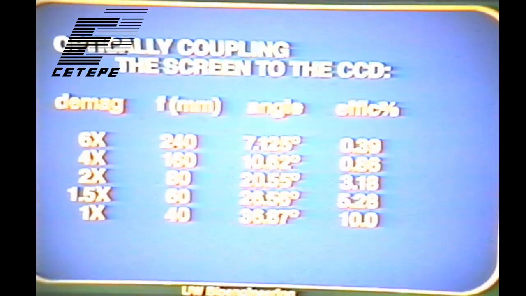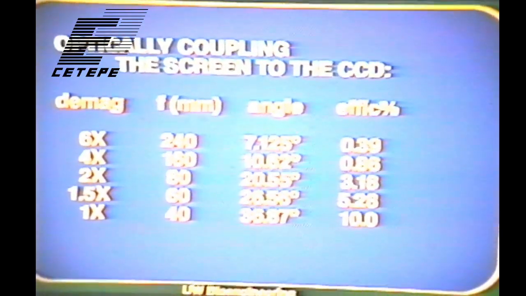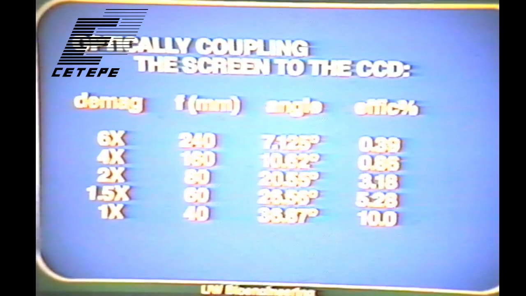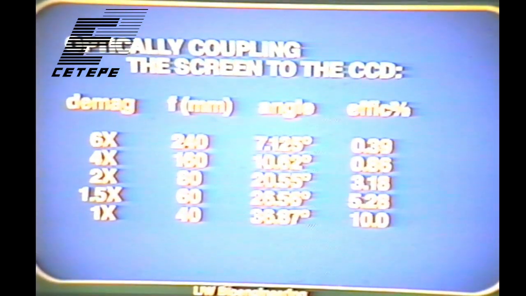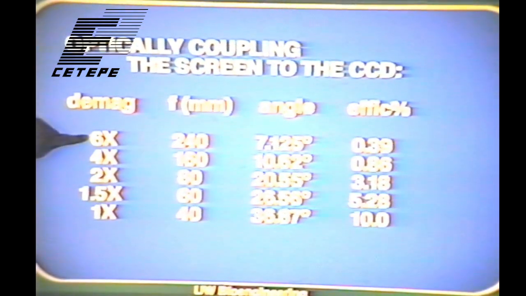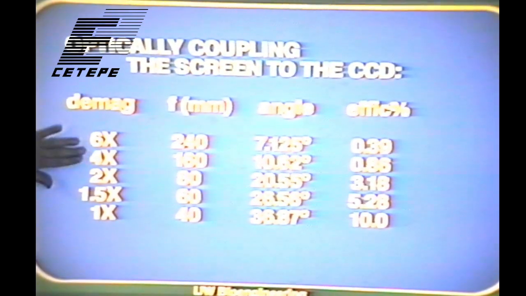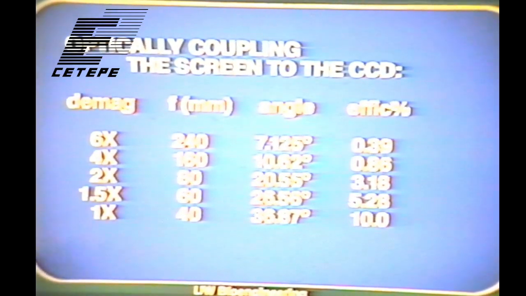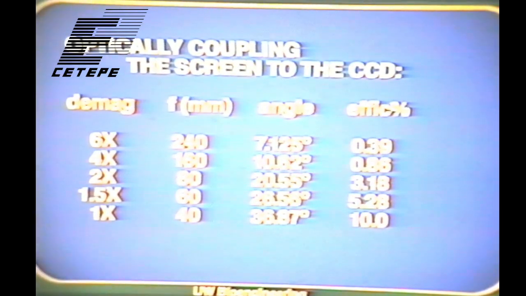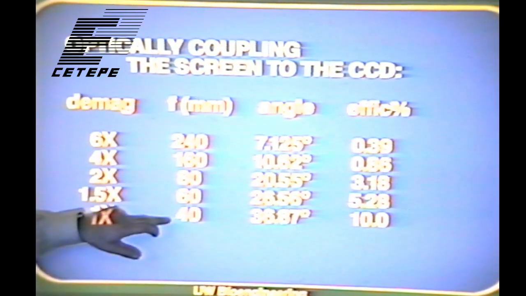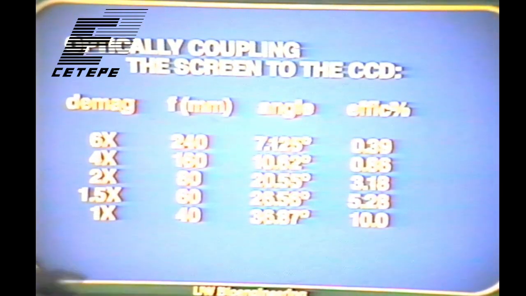Okay, so this is the point I was trying to mention. If you assume you have a 1-inch CCD, for instance, and you take an input phosphor screen of 6 inches in diameter, which is already quite small, then 4, 2, 1.5, and 1 inch, where the phosphor screen is only the same size as the CCD, that means that your lens system, in order to achieve the demagnification, has to have this focal length.